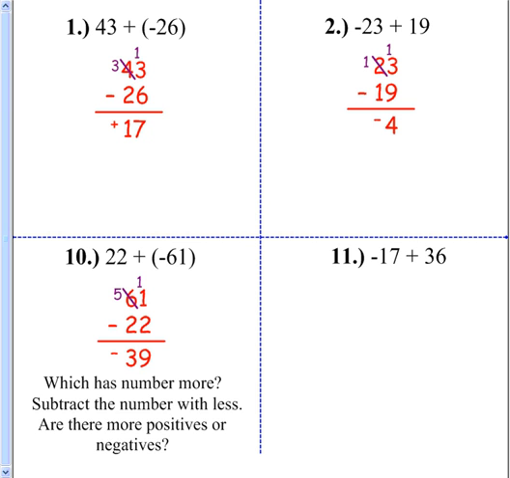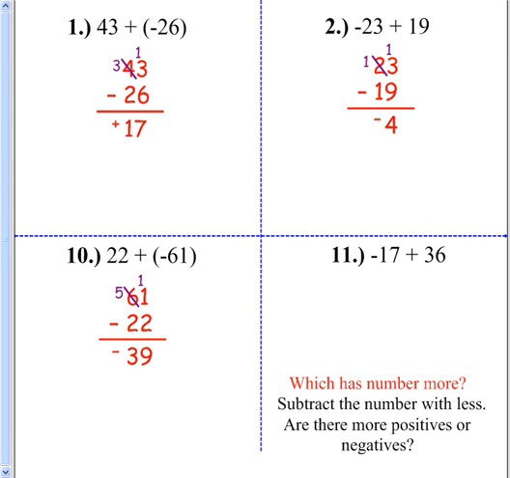And the last one, number 11, negative 17 plus 36. Which one has more? 36 has more. And subtract the number with less, which is 17. And again, regroup. 16 minus 7 is 9, and 2 tens minus 1 ten is 1 ten, so we have 19. Are there more positives or negatives in negative 17 plus 36? There are more positives. So our answer is going to be positive as well. So positive 19.